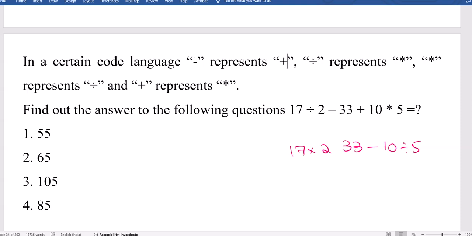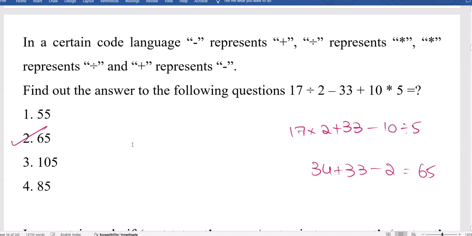I think in the test series we gave it correctly. Before, you can check that the same questions are in the test series, but I corrected them there. Yeah, this is 34 plus 33 minus 2. Minus as plus, plus as minus. Agreed. You do that change, you will get 65. Plus as minus, minus as plus. Division as multiplication, multiplication as division. Swapping, you will get 65.